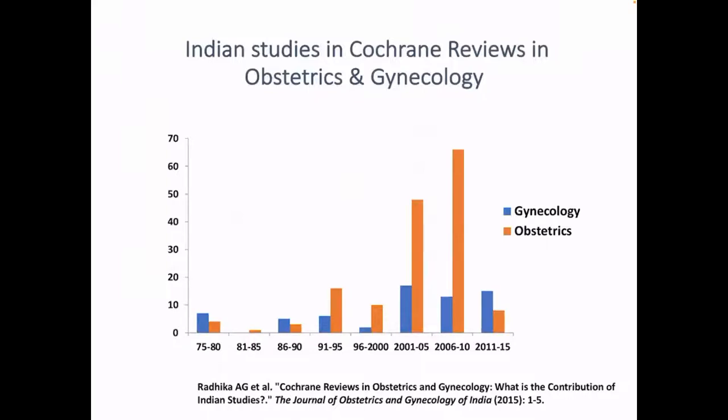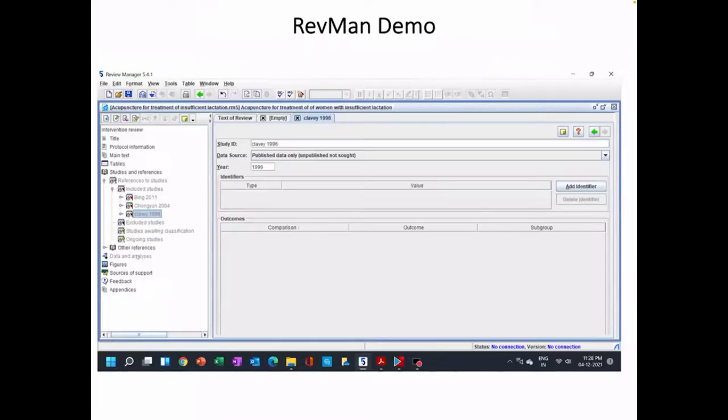This was a publication that we had done in 2015. What we found was that the contribution of Indian studies to the Cochrane meta-analyses and systematic reviews has increased from the early 80s to the mid-2015, when the paper was published. As you can find here, there is a progressive increase in the number of good quality studies that are available. So it is high time that we also talk about the secondary studies, collate all the results, and see that we are able to have our own good systematic review data to develop the clinical practice guidelines.